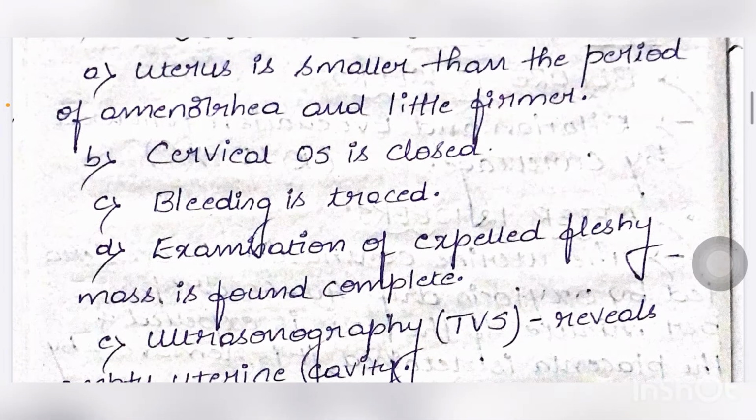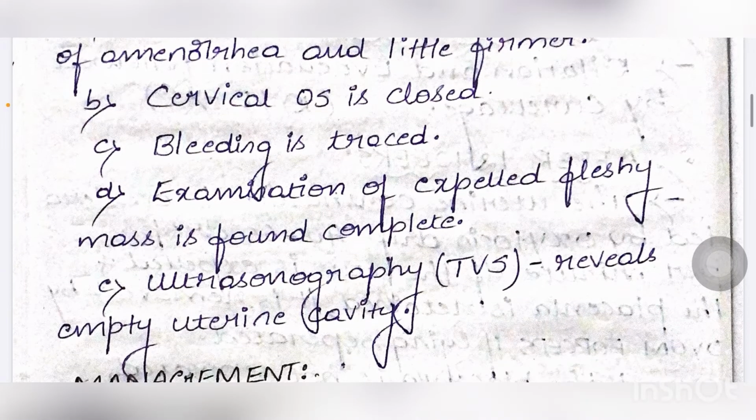Here the uterus is smaller than the period of amenorrhea, cervical os is closed, bleeding can be seen, the expelled fleshy mass is found complete, and ultrasonography reveals the empty uterine cavity.